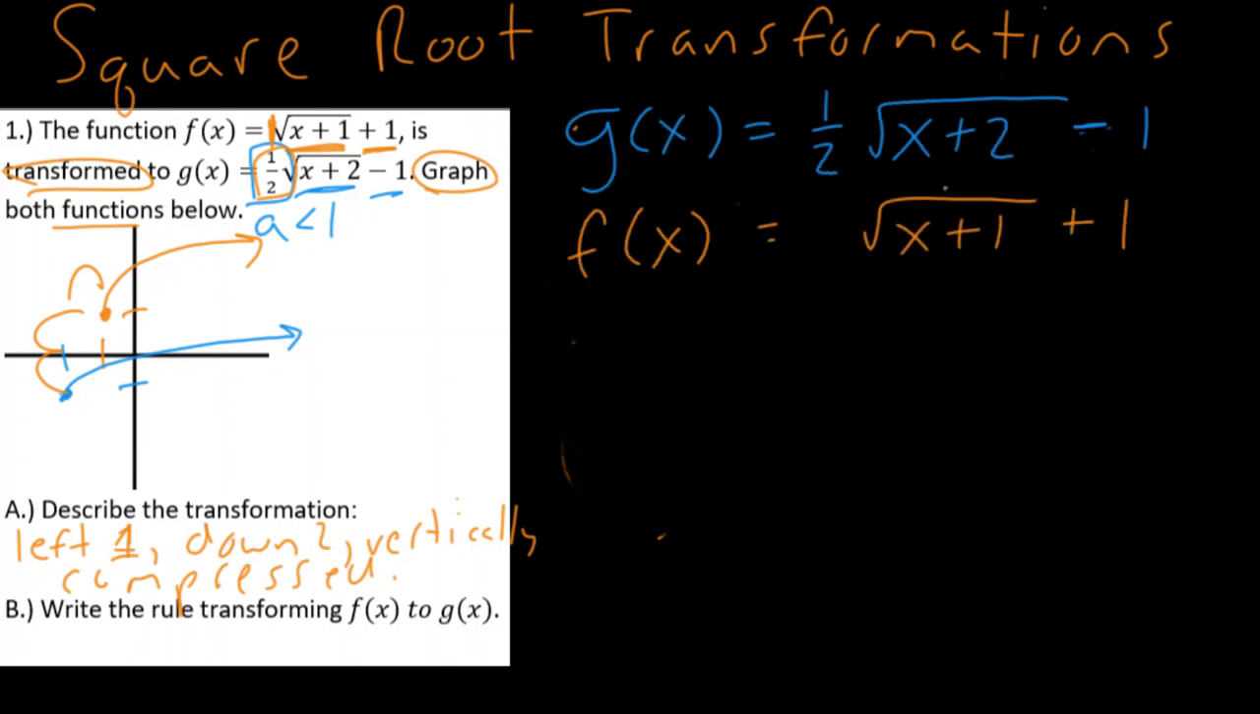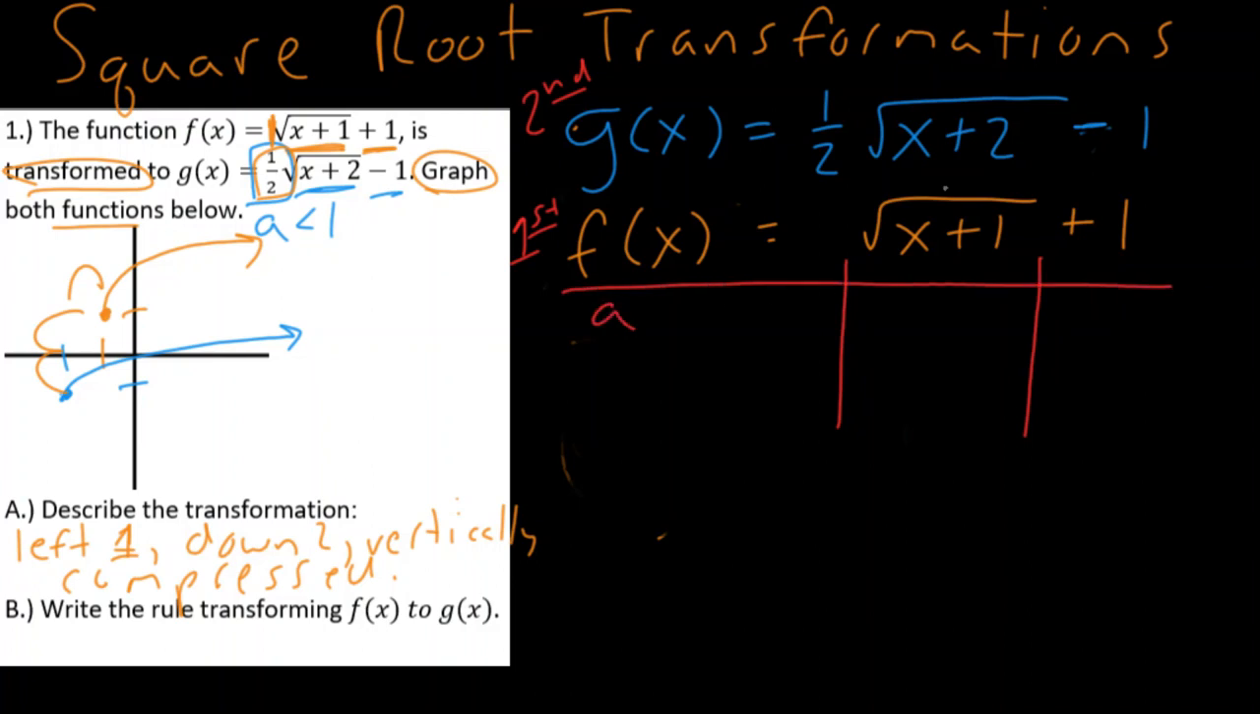Okay, so here you'll notice that I just rewrote g of x and f of x. And this is very important. You always want to put the second function, the one that we're transforming to, on the top, and our first function on the bottom. Now, I'm actually going to break this up into 3 pieces, and here's what we do. In order to find our a value, we always take the second function, in this case g of x, and we divide it by our a value of our first function, which in this case is 1. So 1 half divided by 1 is simply 1 half. And so our a value for our rule is 1 half.